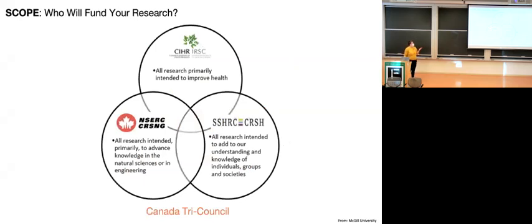You're probably all familiar with this, but this is the Tri-Council in Canada. It's formed of the CIHR, the Canadian Institutes for Health Research. They fund health research. The Natural Sciences and Engineering Research Council, primarily to advance knowledge in natural sciences or engineering. That includes your math work or your statistics work, all your theoretical and methodological advances.